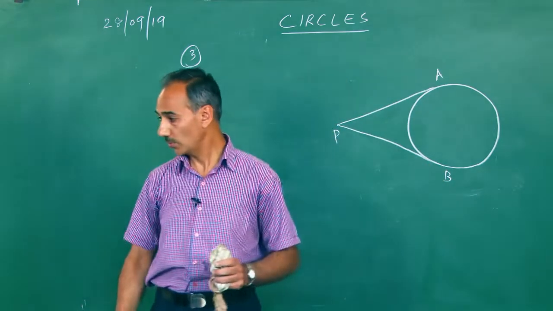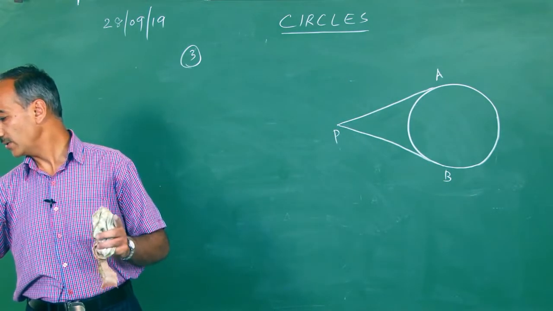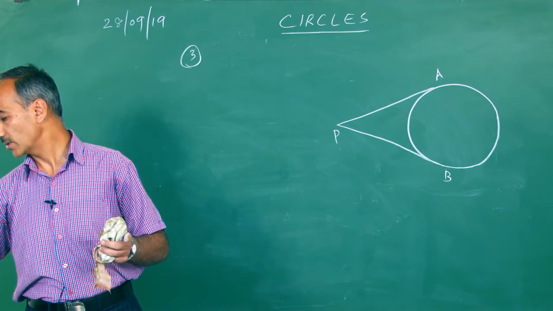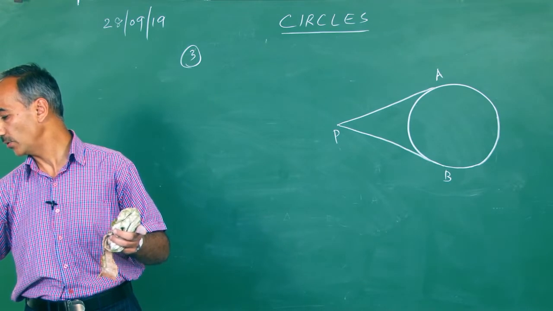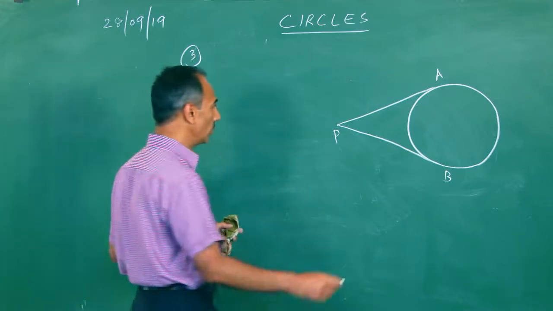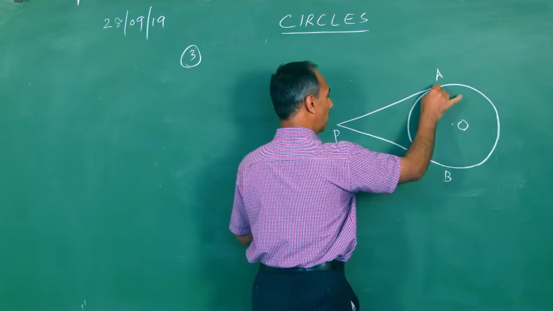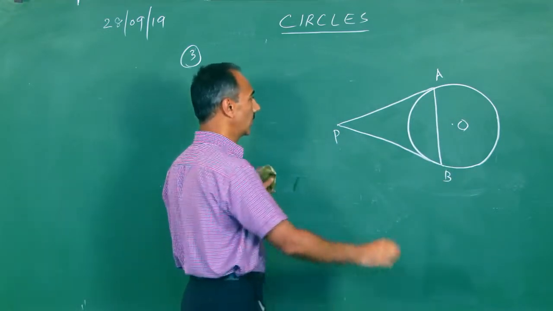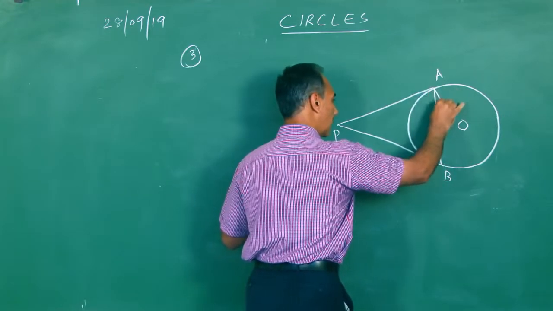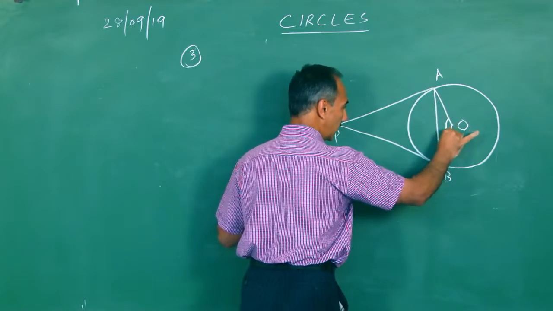So what we are supposed to prove? Prove that the angle between two tangents drawn from an external point to a circle is supplementary to the angle subtended by the line segment joining the points of contact to the center. So you have a center somewhere here. If I join A with B, this is the line segment joining the 2 points. So this line segment AB subtends angle AOB at the center.